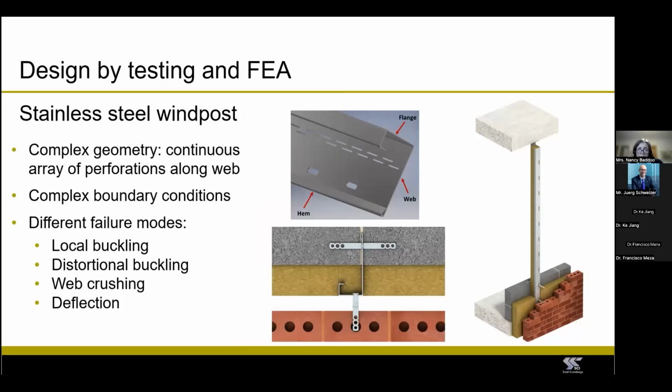design innovative structural products. And so here's an example of a stainless steel windpost. You can see a complex geometry. It's a lipped angle section, continuous row of perforations, complicated connections back to the blockwork. So SCI devised a test program and then supplemented the results with numerical analysis and developed a methodology in accordance with the Eurocode, and carried out a reliability analysis.